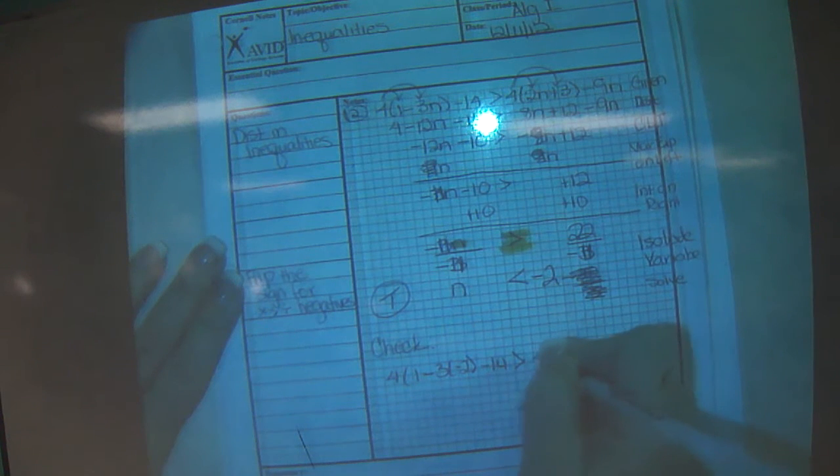4 times 1 minus 3 times negative 2 minus 14. Is that greater than 4 times 2 times negative 2 plus 3 minus 9 times negative 2? And work it. 4 times 1 minus plus 6 minus 14. Is that greater than 4 times negative 4 plus 3 minus plus 18? You know what I'm saying when I'm saying minus plus? I'm getting a negative negative and I'm just turning it into a plus.